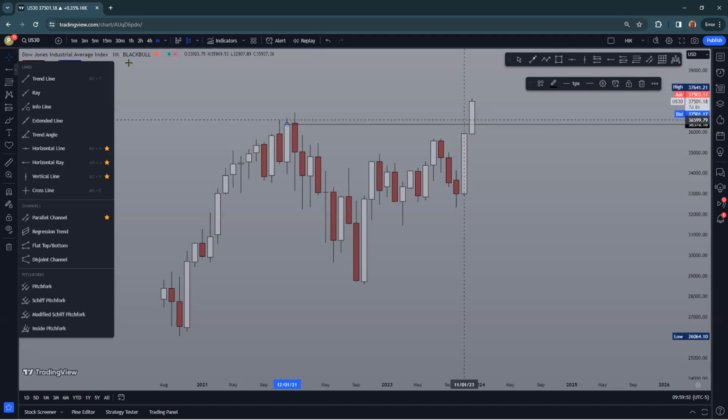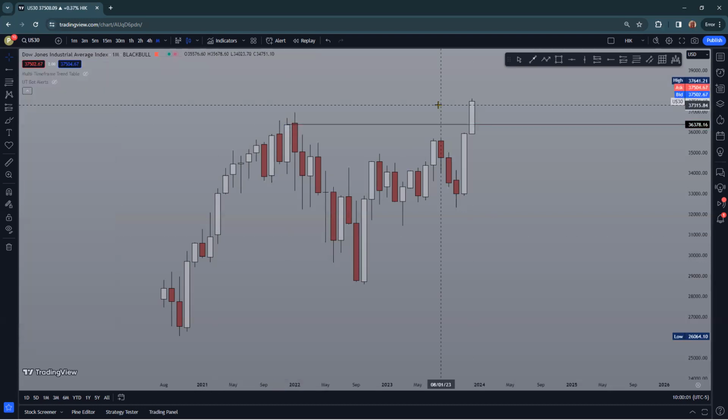Now, what else do I see? Well, now that I know that this candle is broken, I also want to see if I could find a pattern in this whole scenario here.